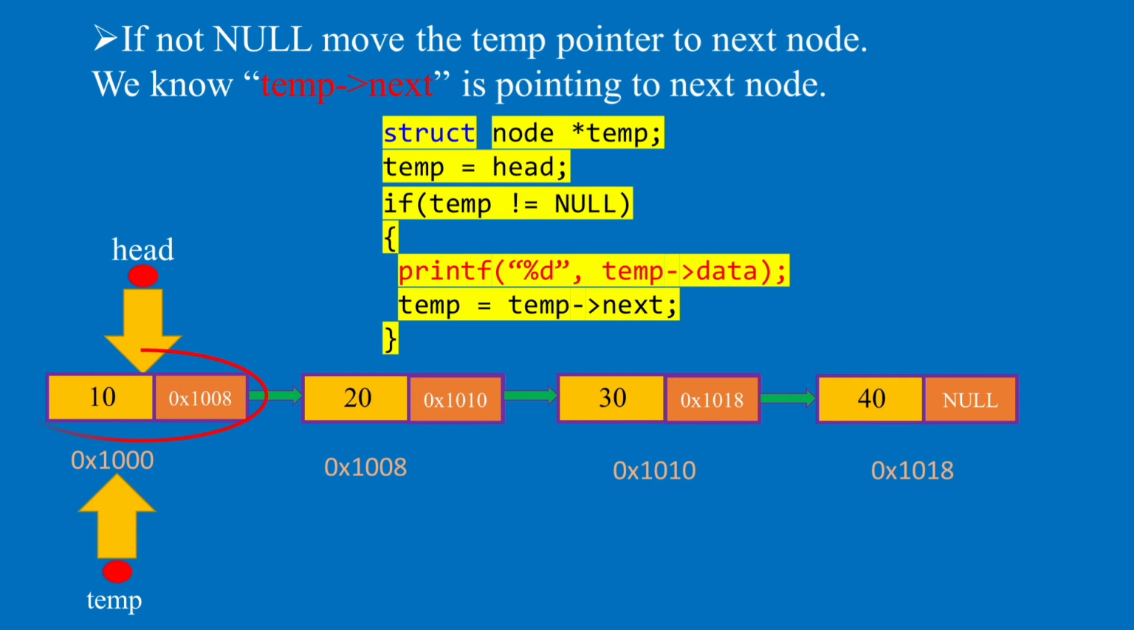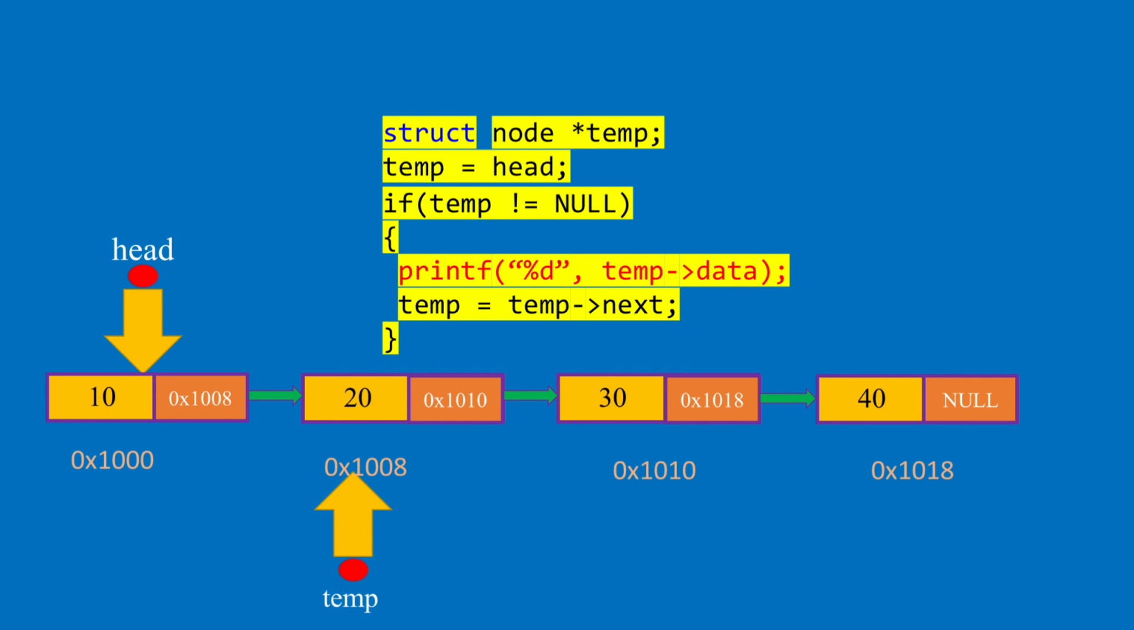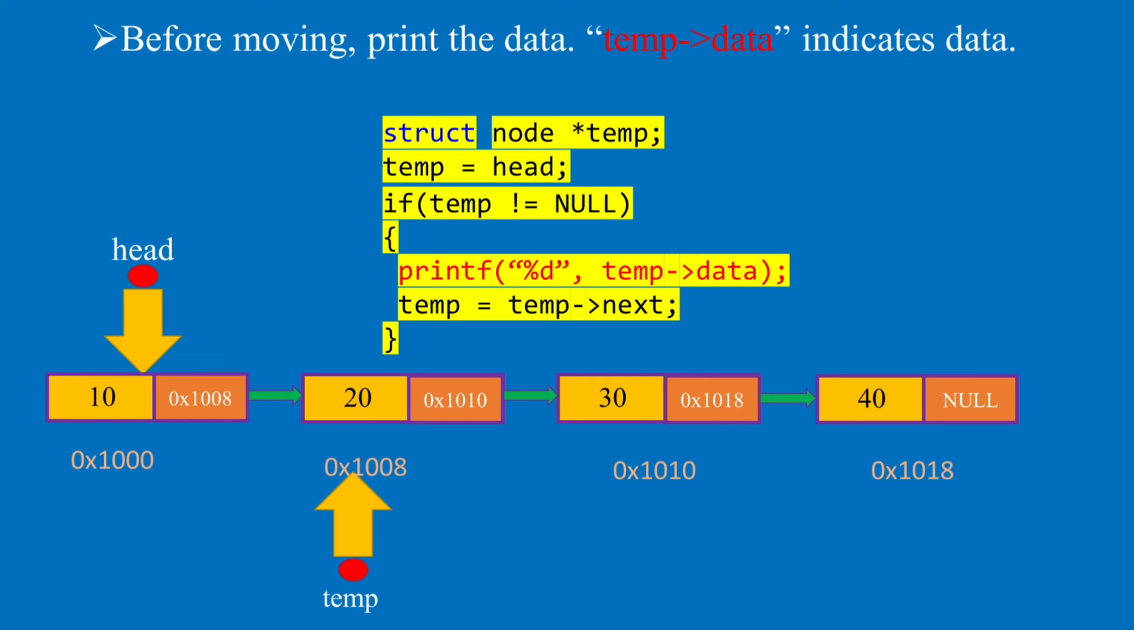That means the first node is not empty. We know temp pointer next is pointing to the next node. So, to move to the next node, assign temp equals temp pointer next. Before moving, print the data. Temp pointer data indicates the data.